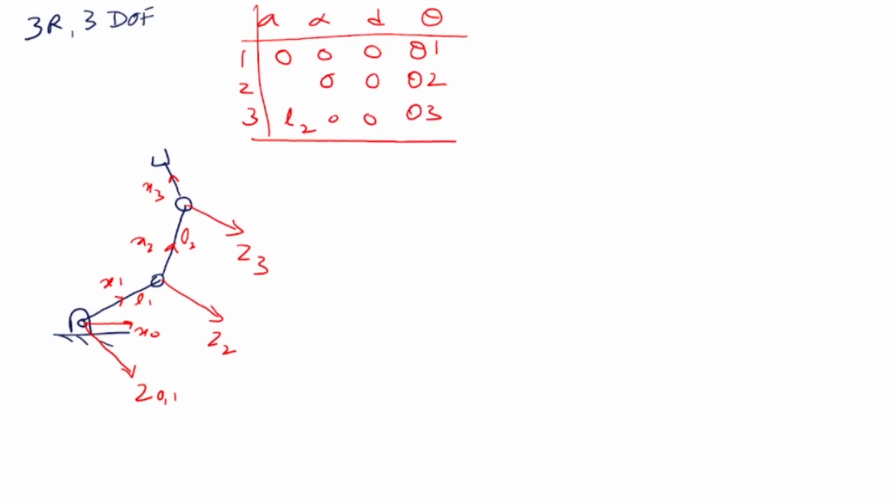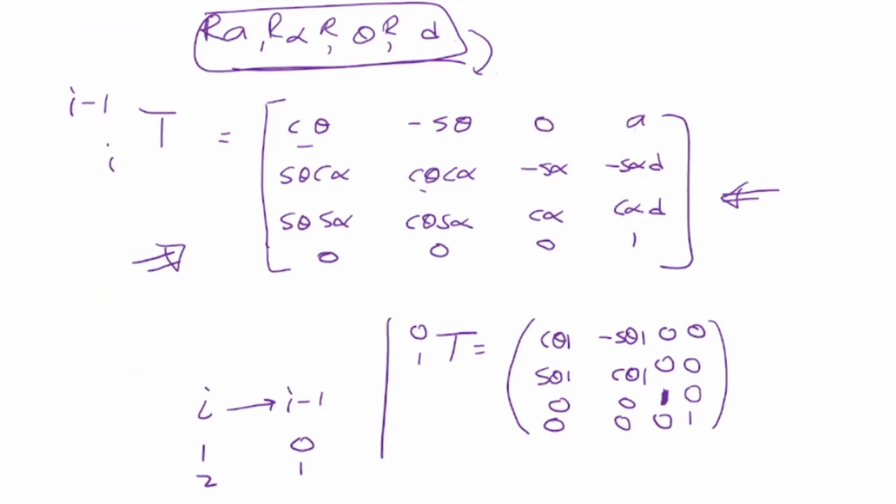It is the same one. I hope you can go back and verify how I got this. What I'm interested in now is the position and orientation of the third frame with respect to the 0 frame. That means I take one row at a time, put it into the generalized matrix, and then multiply all the matrices together.